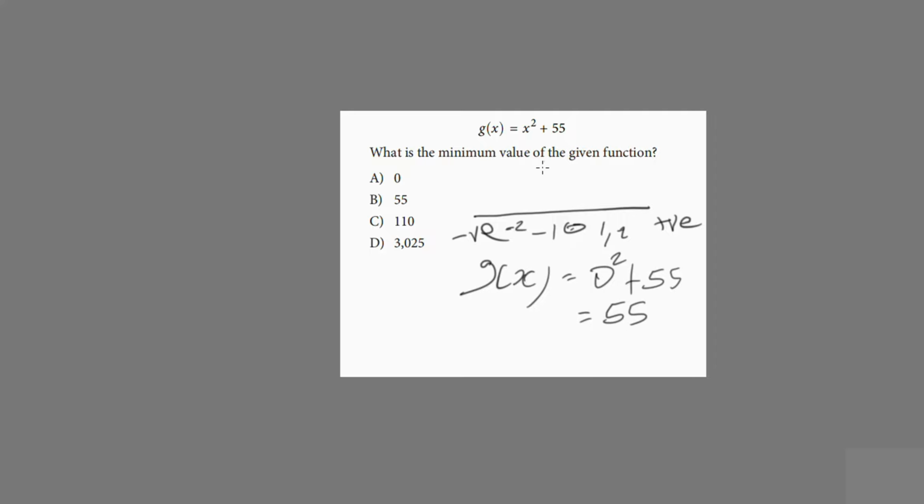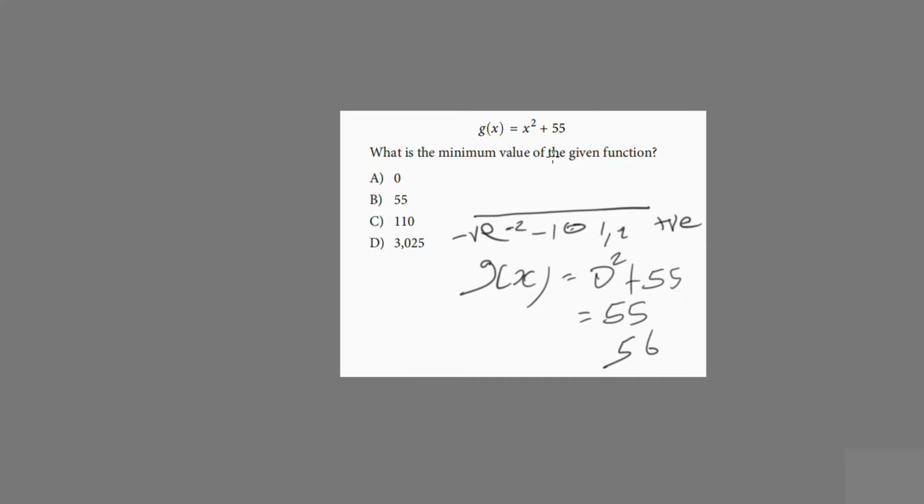Now when you check, aside from 0, when you use any other value, if you use 1, when you plug in 1, now you're going to have 1 squared plus 55. That 1 plus 55, you're going to have 56. When the value of x is 2, you're going to have 2 squared, that's 4. 4 plus 55, you're going to have 59, in that order.